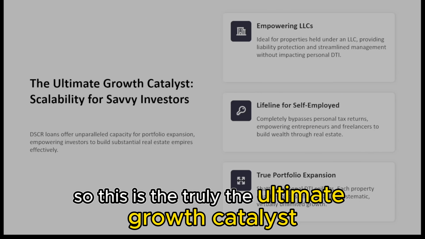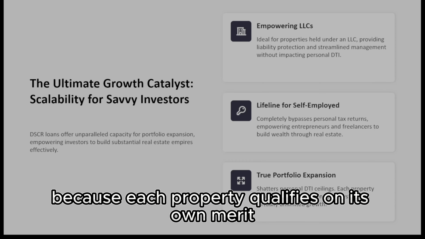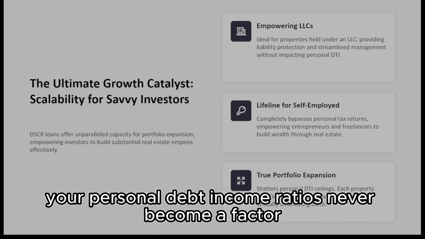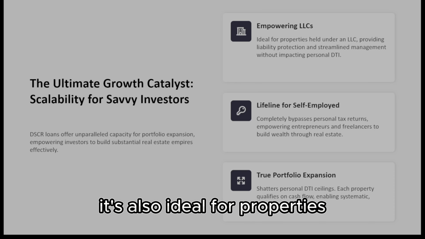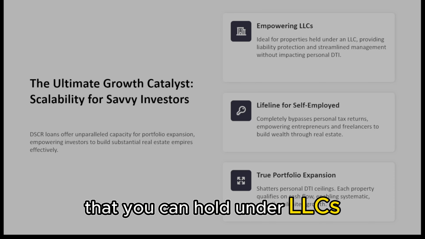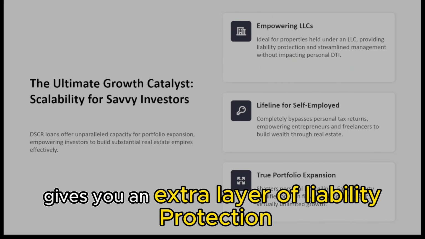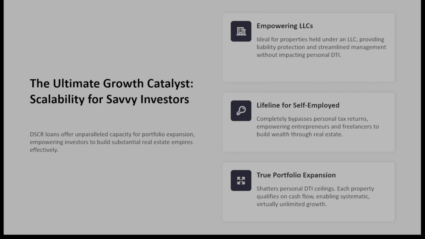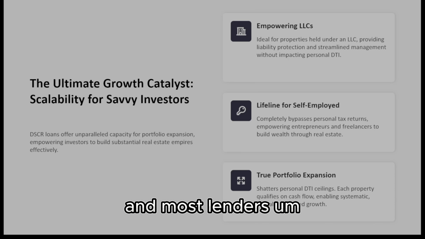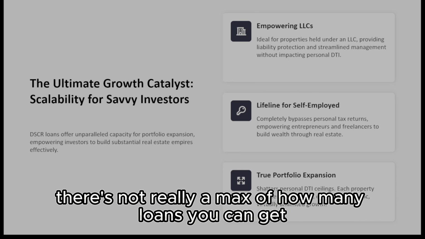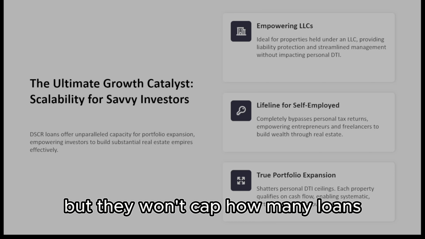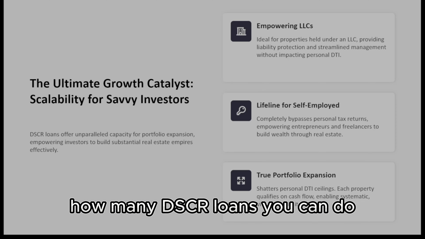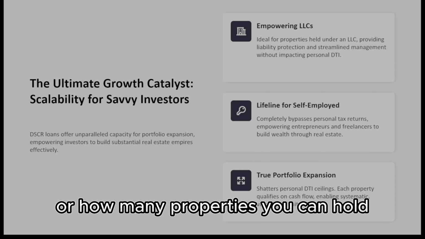So this is truly the ultimate growth catalyst, because each property qualifies on its own merit. Your personal debt to income ratios never become a factor. You can systematically build a real estate empire. It's also ideal for properties that you can hold under LLCs, which gives you an extra layer of liability protection. And for most lenders, there's not really a max of how many loans you can get. A lender might cap how many loans you can do with them, but most of them aren't going to cap how many DSCR loans you can do or how many properties you can hold.